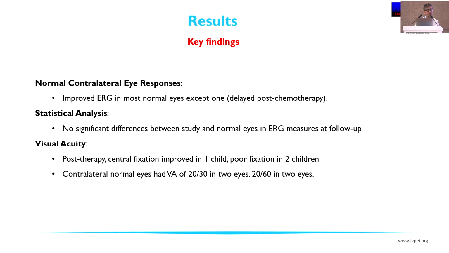Visual acuity, I think this is very important because these are all pre-verbal children. We could measure the visual acuity, so ERG can be a surrogate marker to measure the visual acuity in these children. And despite the macular location, I think one child only had a central fixation, whereas 2 children had very poor fixation. And in the contralateral normal eyes, visual acuity remained normal, 20/30, in that age group.